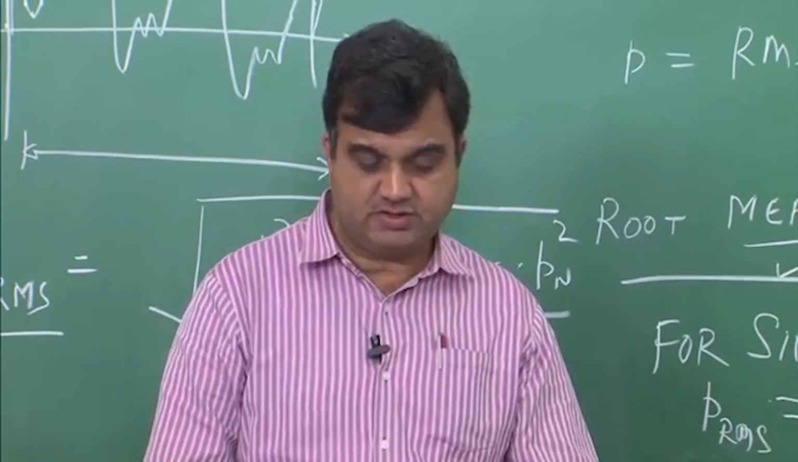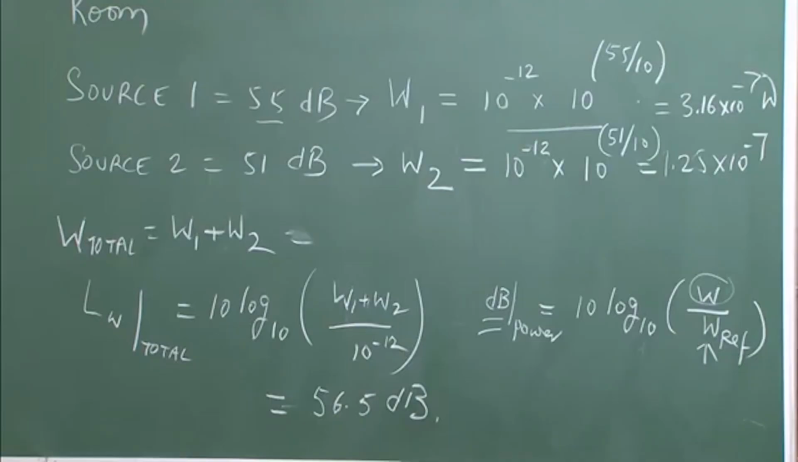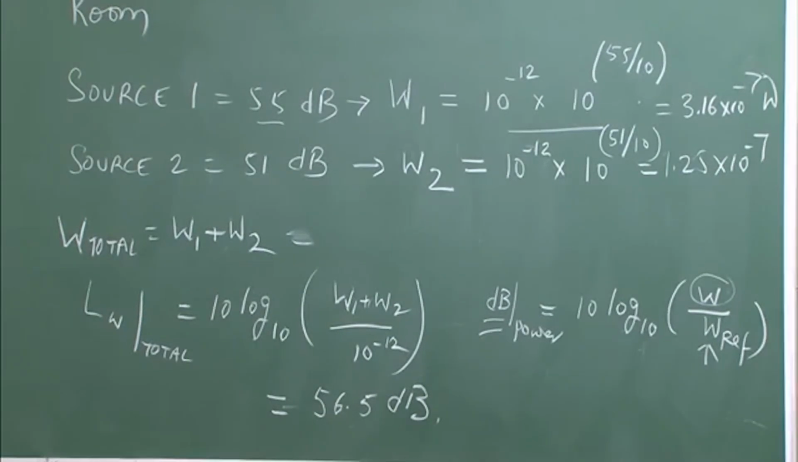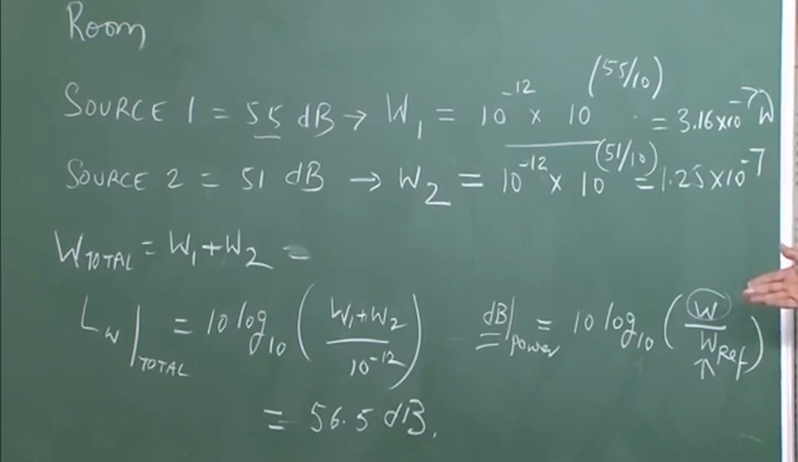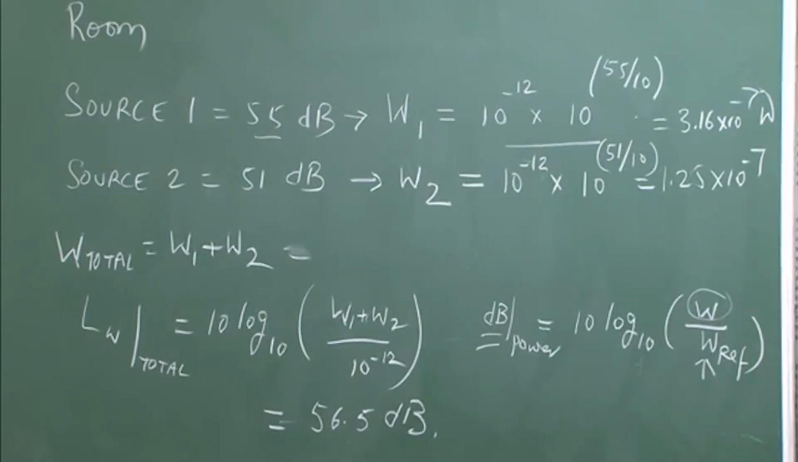So the answer is 56.5 dB, and the method has been shown here. If I have two sources, I can use this method, and if we are talking about powers or intensities, I can add them up in such a way and get the answer.